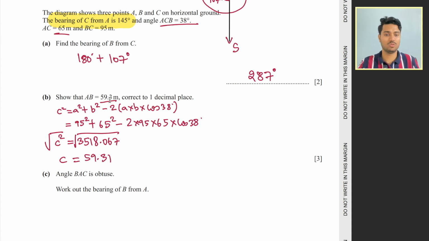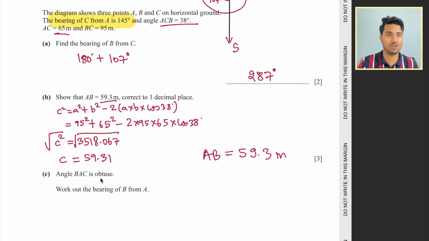So correct up to 1 decimal place, AB is going to be 59.3 meters. Let's move on to part C.